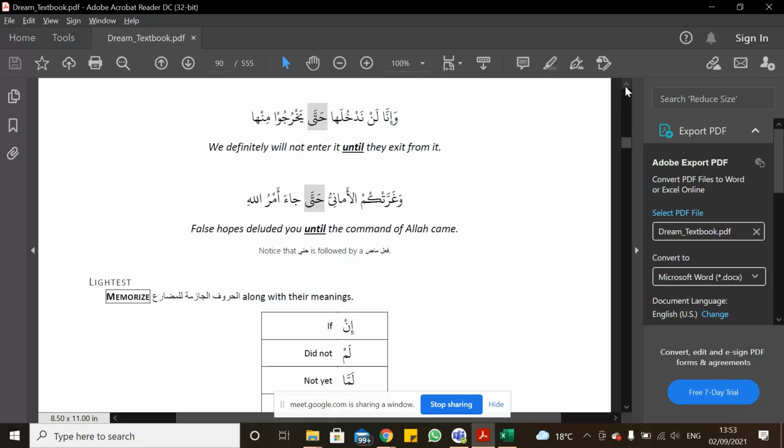Wa is harf. Gharratkum. Gharrat, what does it mean? Gharrat means to delude.